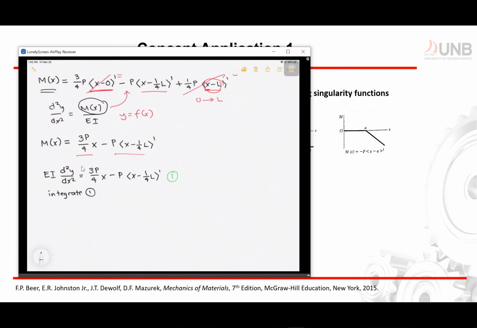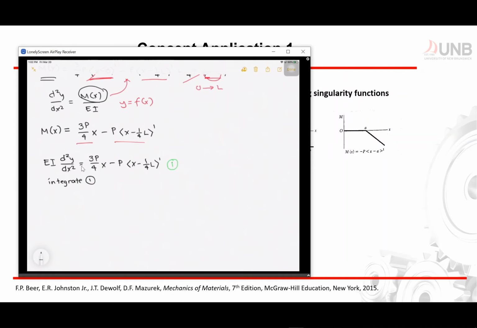Now if we're going to integrate this one, we're going to get EI times the slope of your beam. That's equal to 3/8 P x squared minus 1/2 P, that should be P, times the quantity x minus 1/4 L, squared, plus C1. So we have a constant of integration C1. Now let's call it our equation 2.